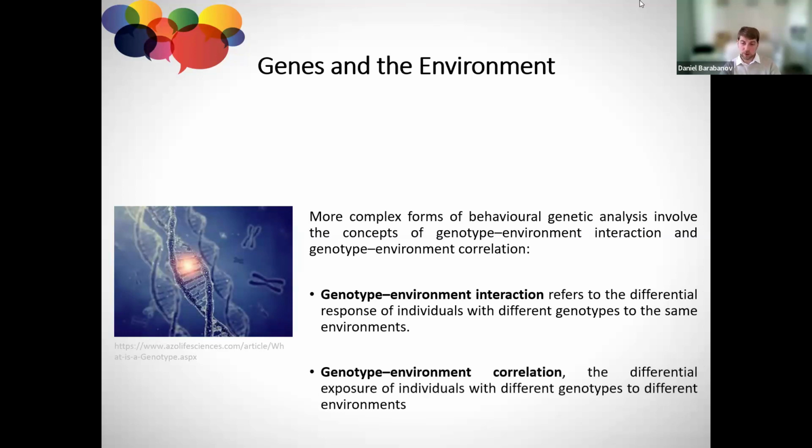Genotype-environment correlation, on the other hand, is the differential exposure of individuals with different genotypes to different environments, right? So different people, different settings. Also, all students who listen to this lecture have different environments. For example, different job places, different courses you enrolled in, except introduction to personality theory, different family settings, different friends settings, right? So you are exposed to those settings. It's genotype-environment correlation.